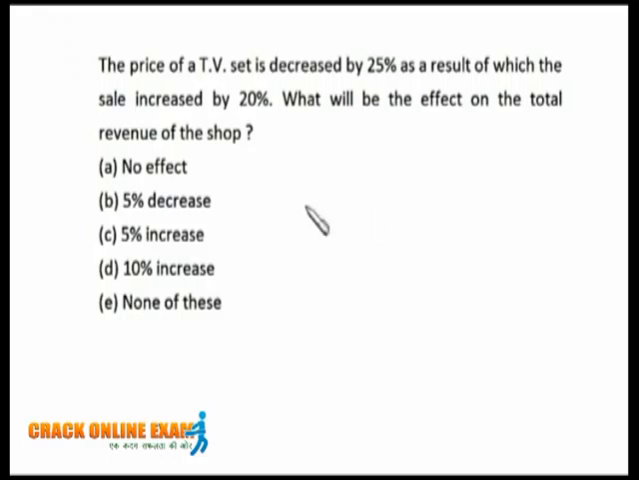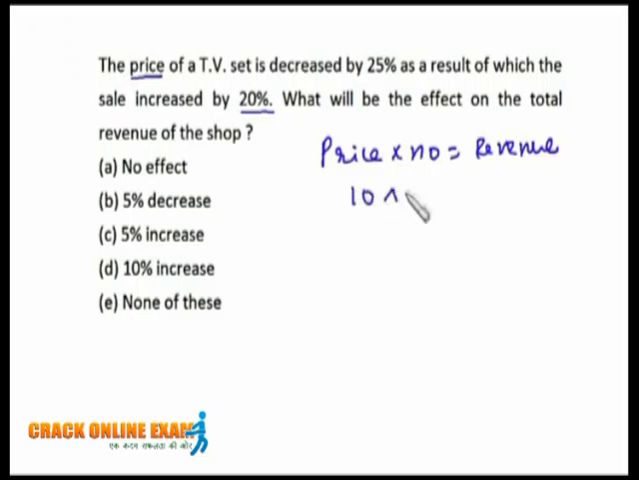Now in this case, the price of a TV set is decreased by 25%, as a result of which the sales increased by 20%. What is the net effect on revenue? Similarly, there are two variables, price and number of units. So price into number of units is equal to revenue. Let both of them be 10. So 10 into 10, the initial revenue is 100.